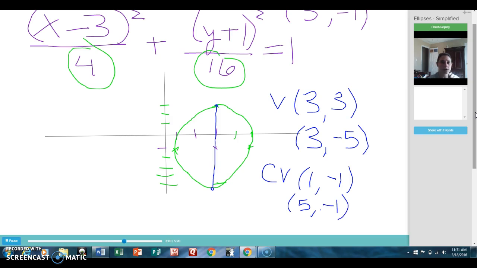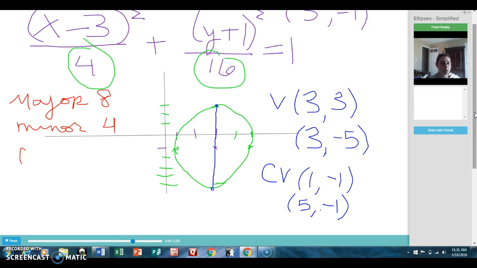Okay, so I briefly mentioned the major and minor axis, so let's just write that down formally. The major axis is the long direction. It's 2 times the longer radius, so 2 times 4 is 8. The minor axis is the short direction, so 2 times 2 is 4.